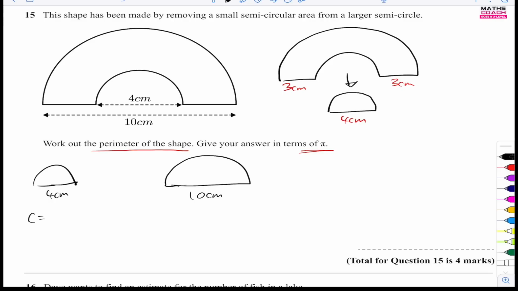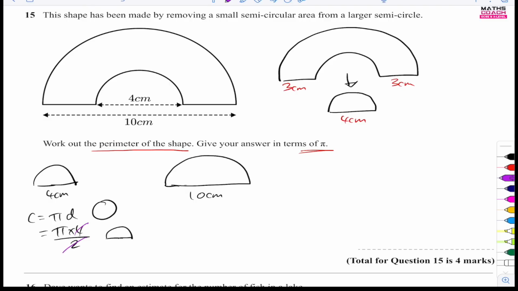You do C is equal to pi times diameter, right? So it's going to be pi times 4, but you're going to divide that by 2. Why? Because you're not doing the full circle. This is for the full circle. You're doing it just for that, all right? So you're going to divide it by 2.